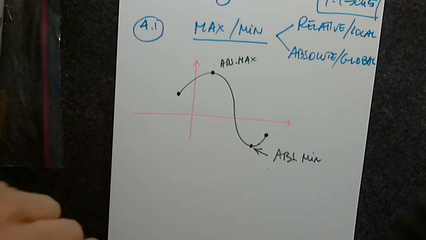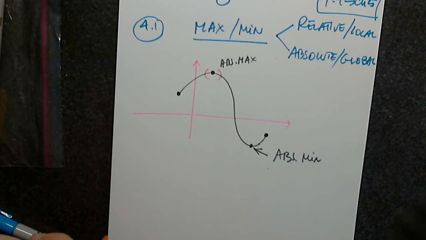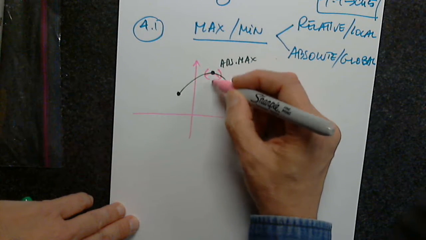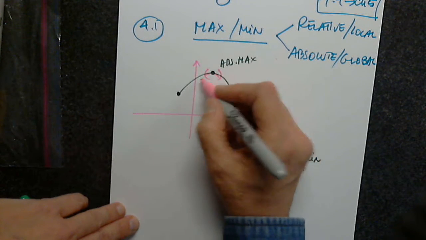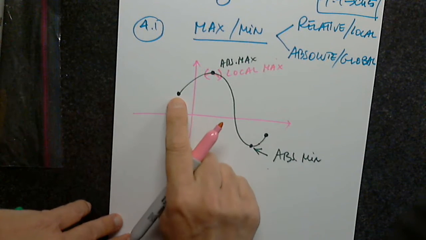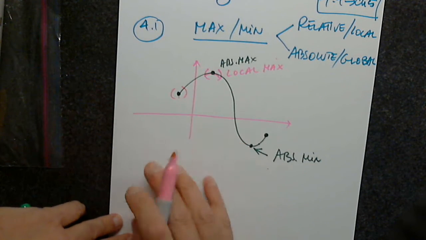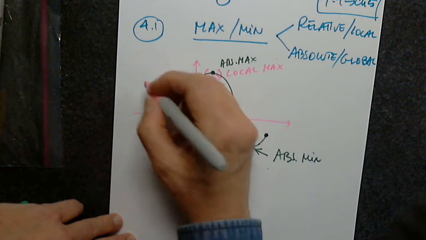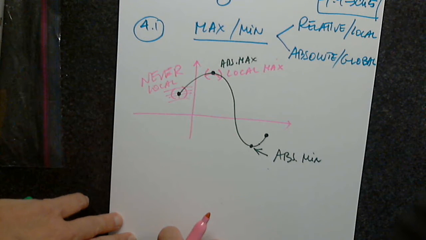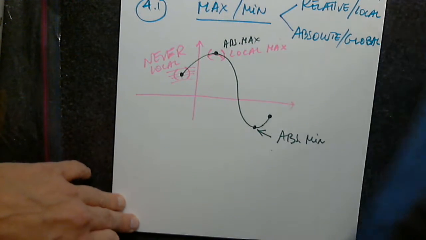Also at these 2 points, this function exists on both sides, and all function values are smaller on both sides than this value. This is the highest, and all these values are smaller, so this is also called a local max. For example, at the endpoint of the interval, I cannot show the open interval because the function does not exist on this side. So the endpoint of the interval is never local. Can it be absolute? Yes, I'm going to give an example. But it can never be local or relative.